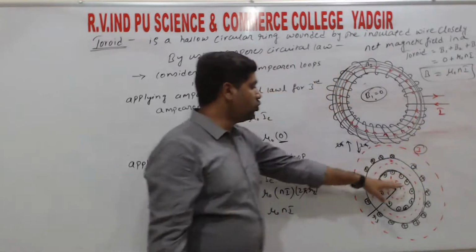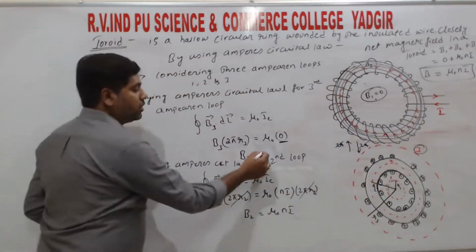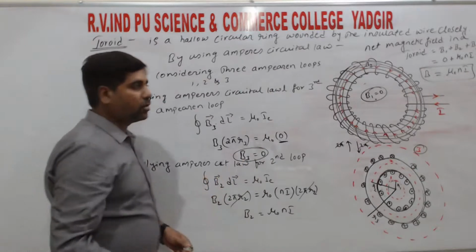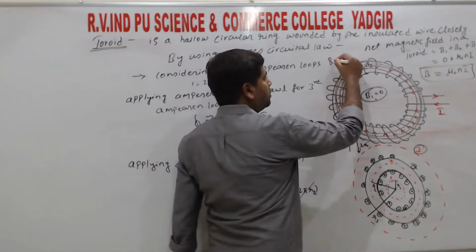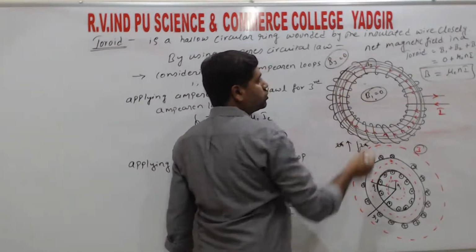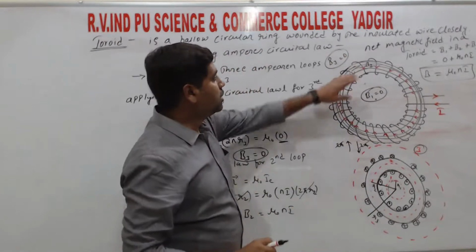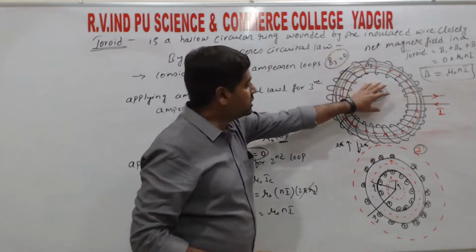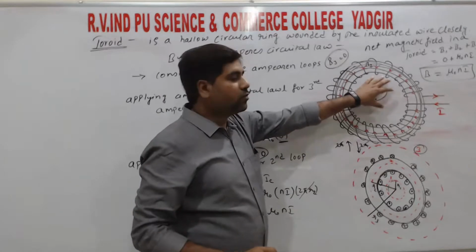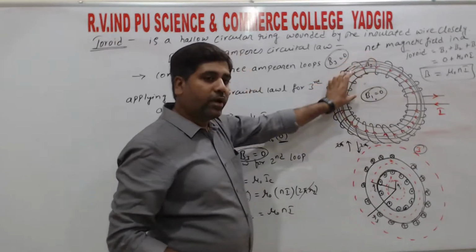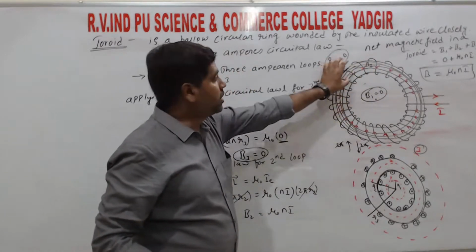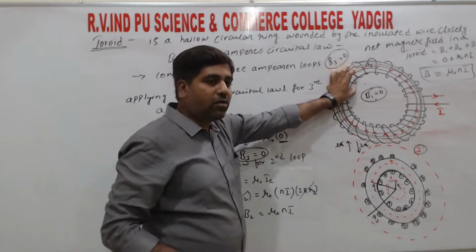So here in two cases we are getting 0. So in B3 also we get 0. That means outside, this again equals 0. So outside the toroid it is 0, and inside the toroid it is also 0. So there is only a magnetic field in between the circular ring. So only in the circular ring is the magnetic field produced.